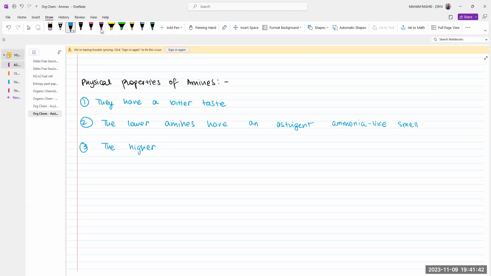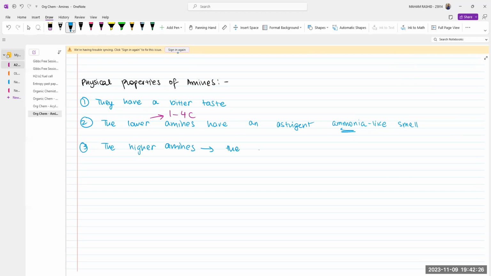So what do we mean by lower and higher amines? Lower amines means your methyl, ethyl, butyl group, and higher amines means a higher number of carbons, like a 7 carbon group, 8 carbon group, 9 carbon group, and so on. So when you have fewer carbons, they smell like ammonia. What is the range of carbons for lower amines? It's not very specified, but you could say it's around 1 to 4 carbons.